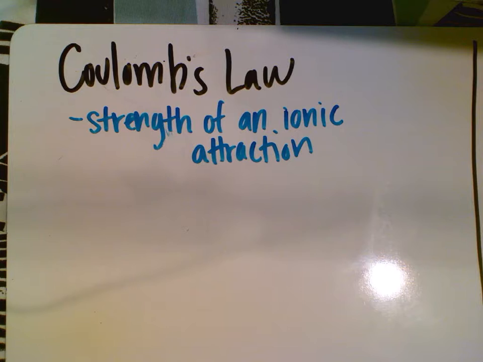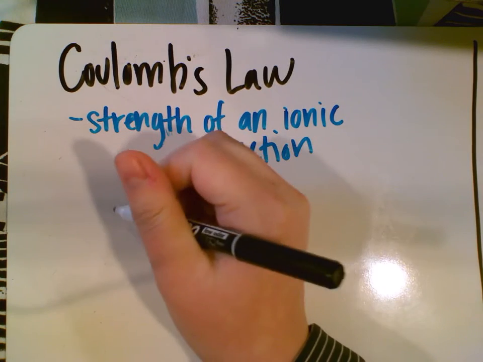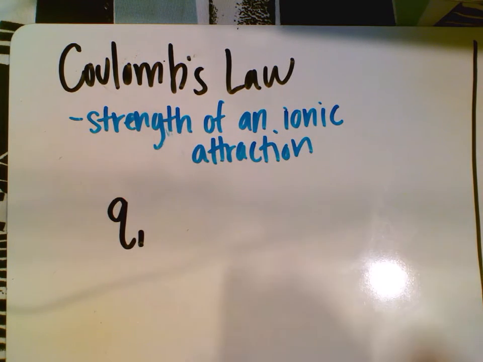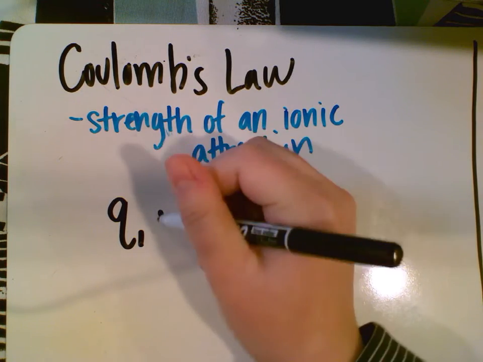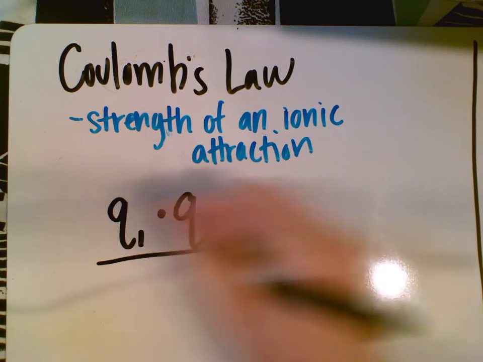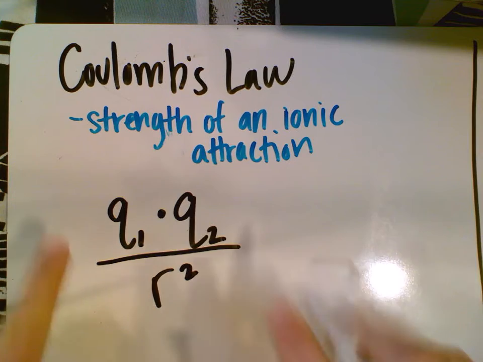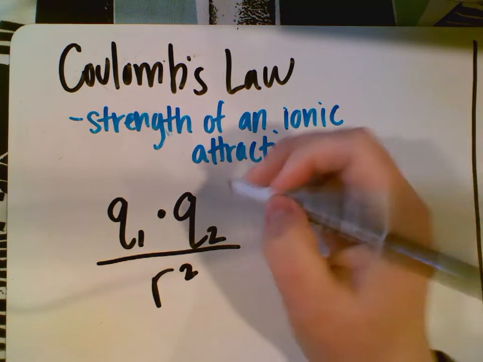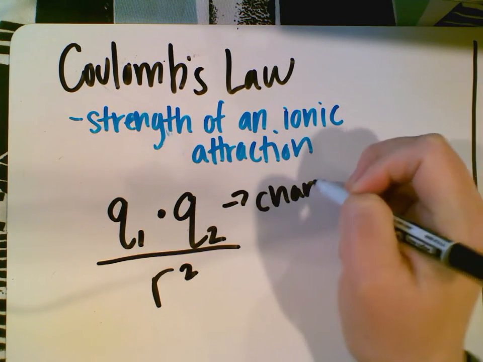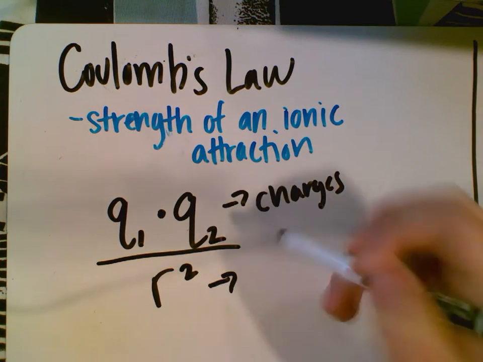So Coulomb's law generally is Q1, the charge of your first ion, times Q2, over R squared. So Q1 and Q2, those are our charges. R is our bond length.